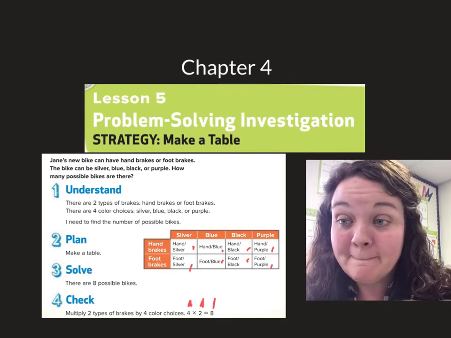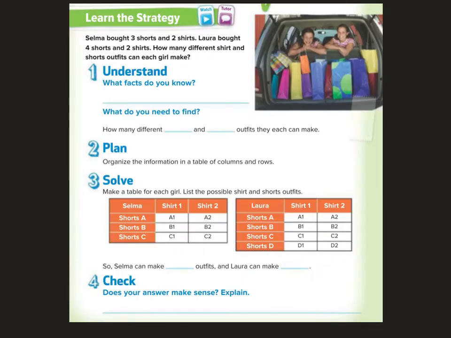Let's do some more. All right, let's look at our first problem here. Selma bought 3 shorts and 2 shirts. Laura bought 4 shorts and 2 shirts. How many different shirt and shorts outfits can each girl make? So what facts do we know?